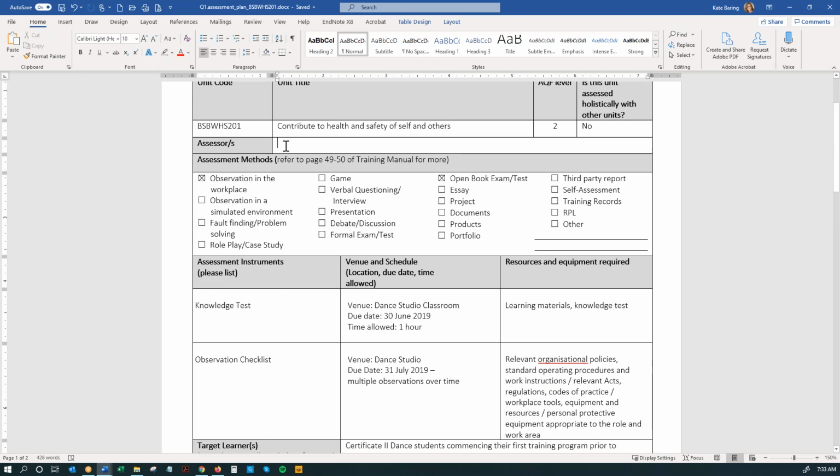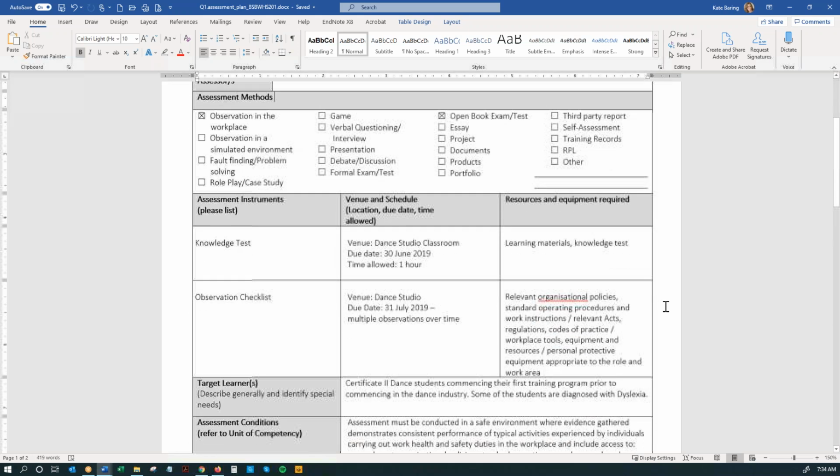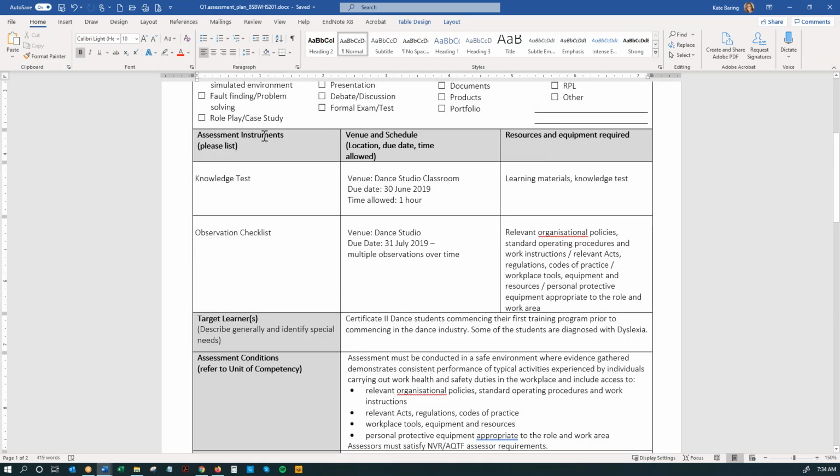Then you would fill in who the assessors are going to be, and you would also look at the assessment methods. Within this one, we're going to go with a very simple observation in the workplace and an open book exam and test. But again, there are no strict rules around it, provided you have sufficient evidence and that it's fit for purpose for how you would be collecting evidence while completing the tasks related to the activity here. So we would come up with our assessment instruments.